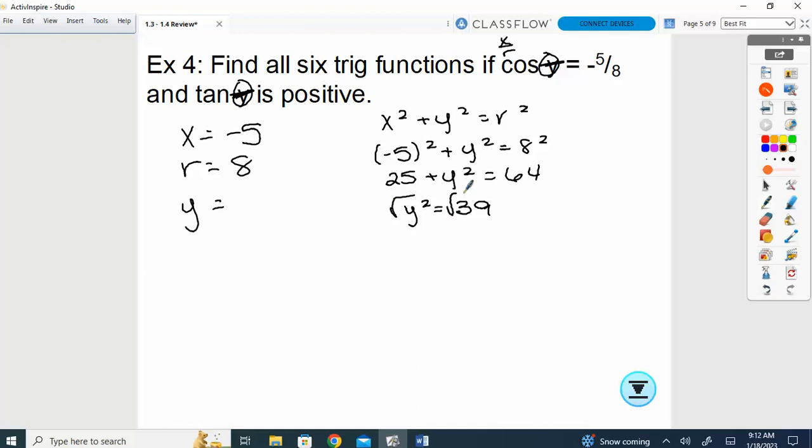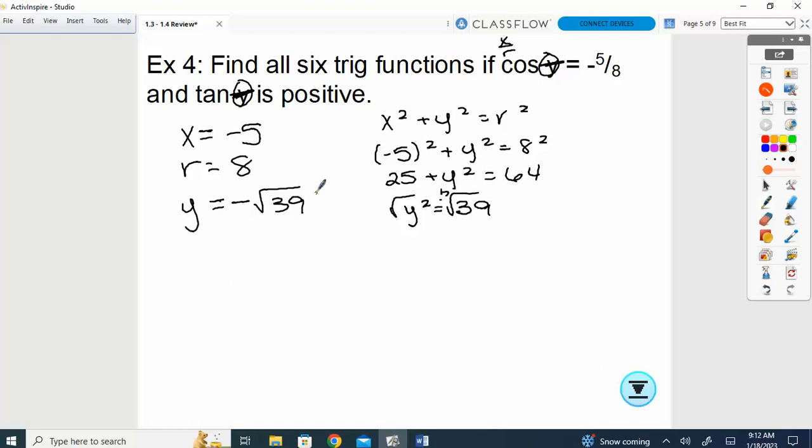When you do the square root, we have to decide if it's positive or negative. I told you that tangent was going to be positive. Tangent is y over x. If x is negative, and when I divide them, I'm going to get a positive answer, what kind of number does y have to be? Negative. Negative divided by a negative would be positive.